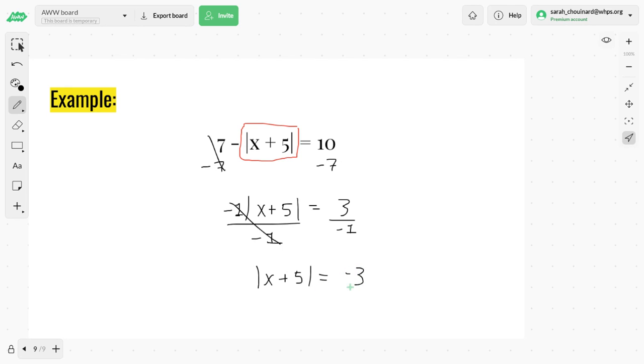But it says absolute value of x plus 5 equals negative 3. There's no number that I could plug in for x that if I got the absolute value would equal negative 3. 2 wouldn't work. Negative 2 wouldn't work because that would give me positive 3. Absolute value of positive 3 is not negative 3. And neither would negative 8. Negative 8 wouldn't work because the absolute value of negative 3 is positive 3. Nothing equals negative 3. So we say that this has no solution, and that's our final answer.